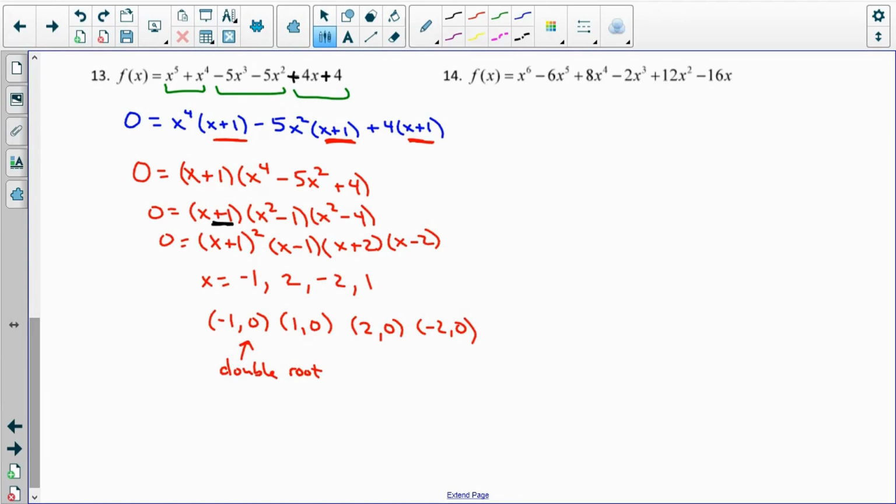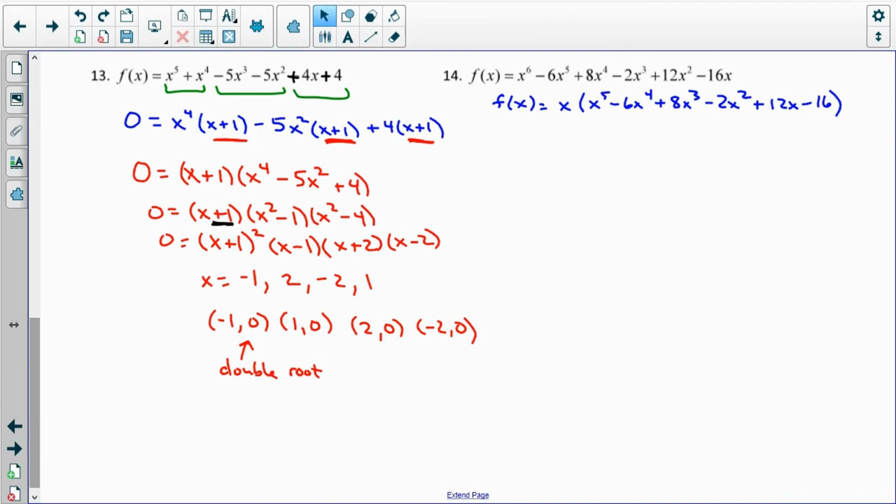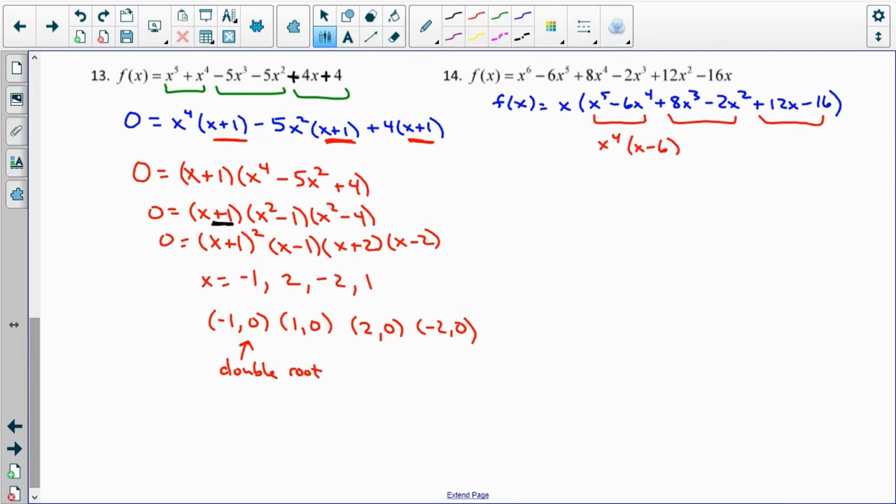Okay, number 14. On this problem, first thing I have to realize is that I have a greatest common factor. So I pull out the x, and I get x to the fifth minus 6x to the fourth plus 8x cubed minus 2x squared plus 12x minus 16. In this problem, if I tried to do it the same way that I did it in the last problem, if I factor out an x to the fourth, I'm left with x minus 6. Don't write this down. It's not going to work.